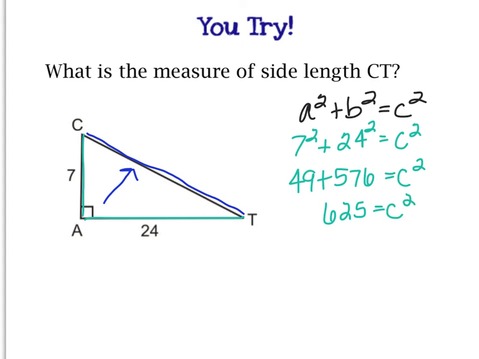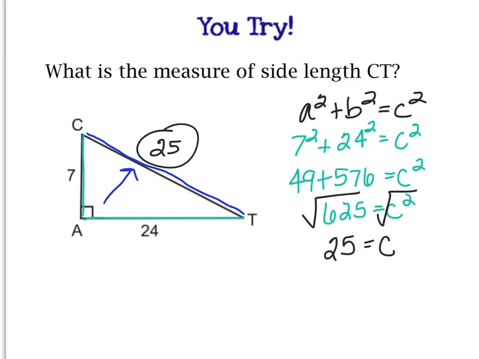equals c squared. I need to take the square root, and when I take the square root, I get a whole number of 25, and that's going to equal c, which is my hypotenuse. Make sure you make any corrections before moving on.